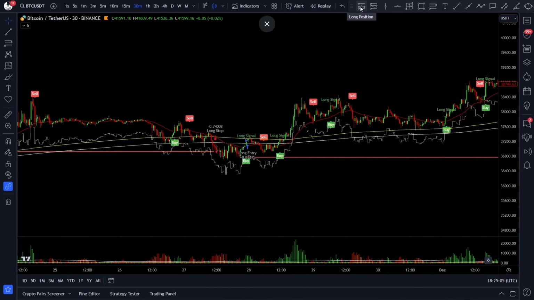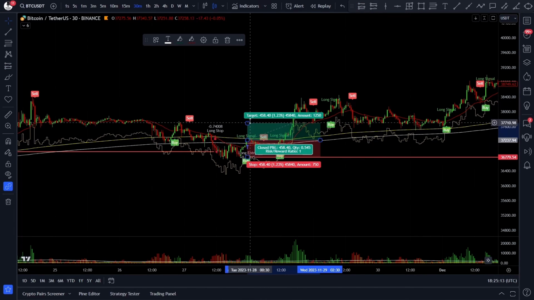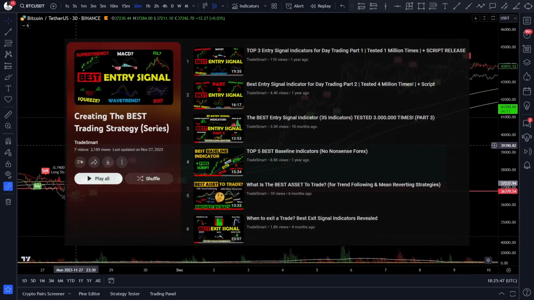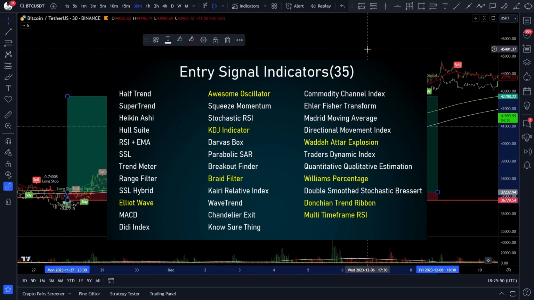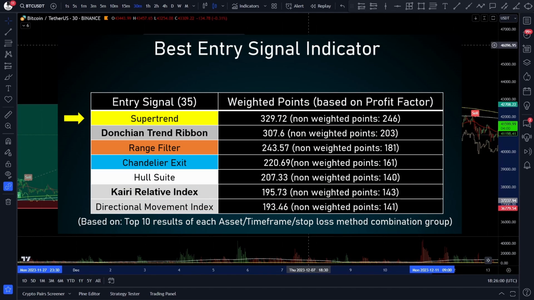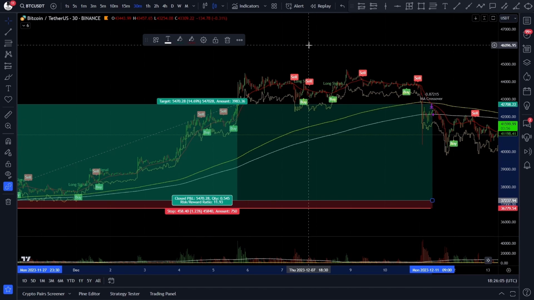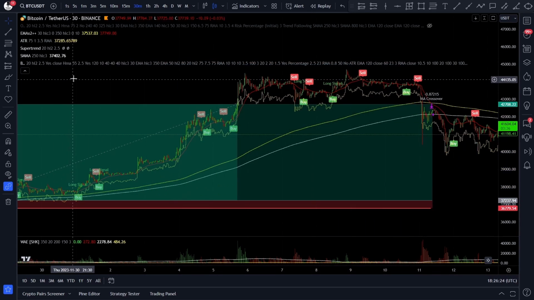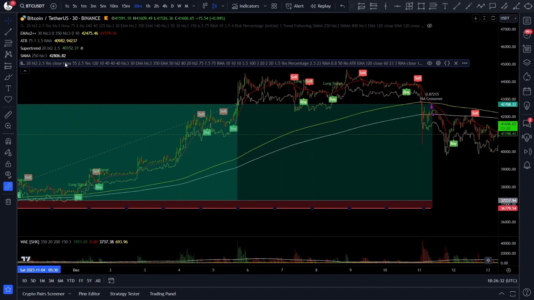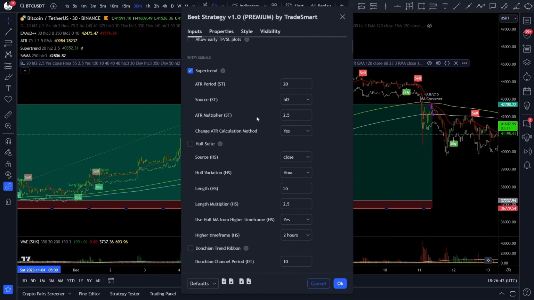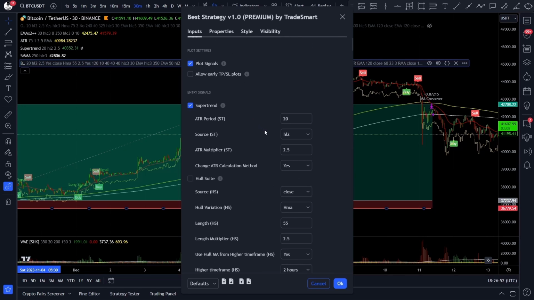A brief backstory of how this strategy was born. Previously we made a video series in which we attempted to find the best indicators for different purposes. In that series, after testing dozens of indicators, hundreds of thousands of times, we found out that SuperTrend is the ultimate best entry signal indicator and that the simple moving average crossover is the best exit signal indicator out there. So what I did, I pulled up one of our premium scripts that is made specifically for that series, and it includes our best entry and exit signal indicators. Then I started optimizing, and finally after a week I found this combination.